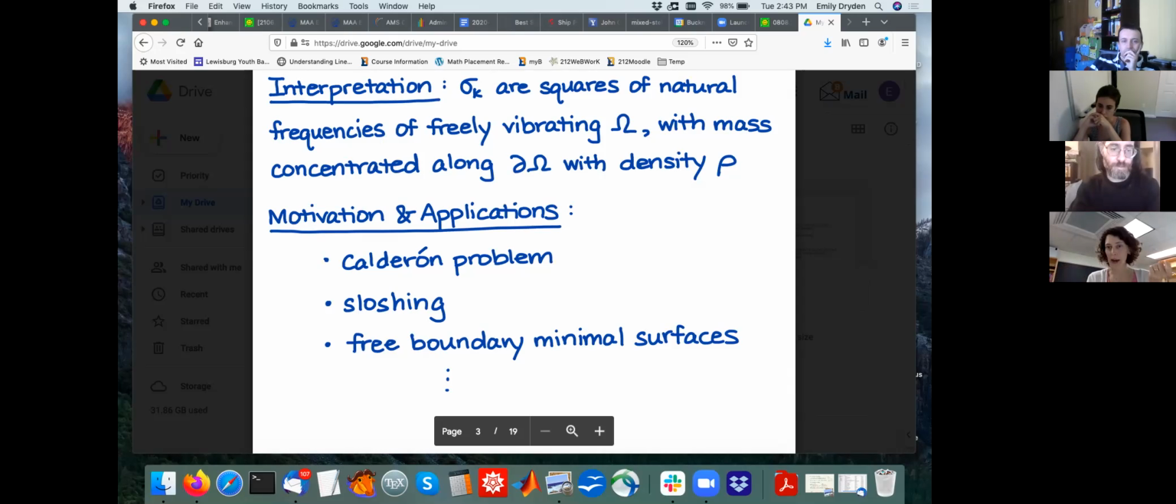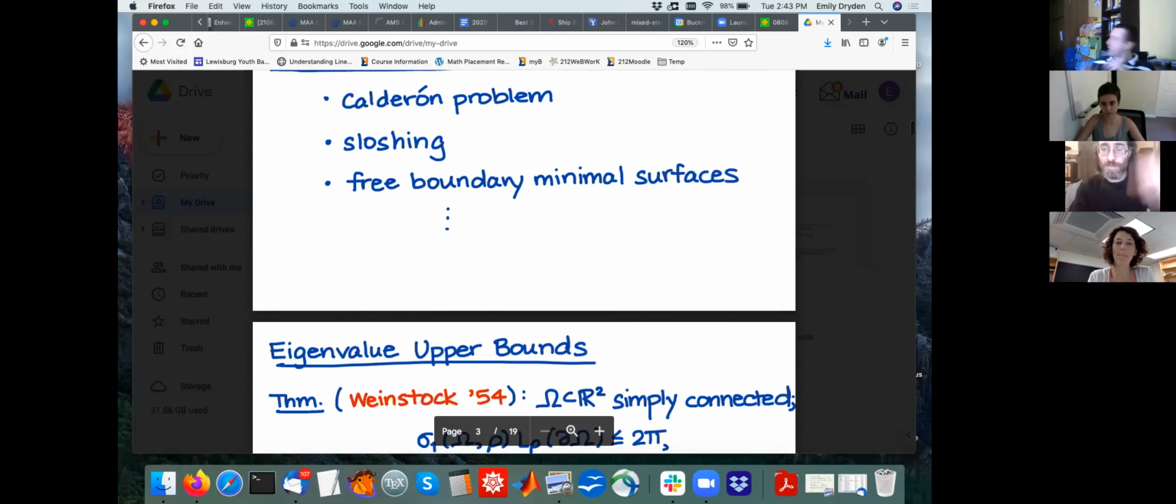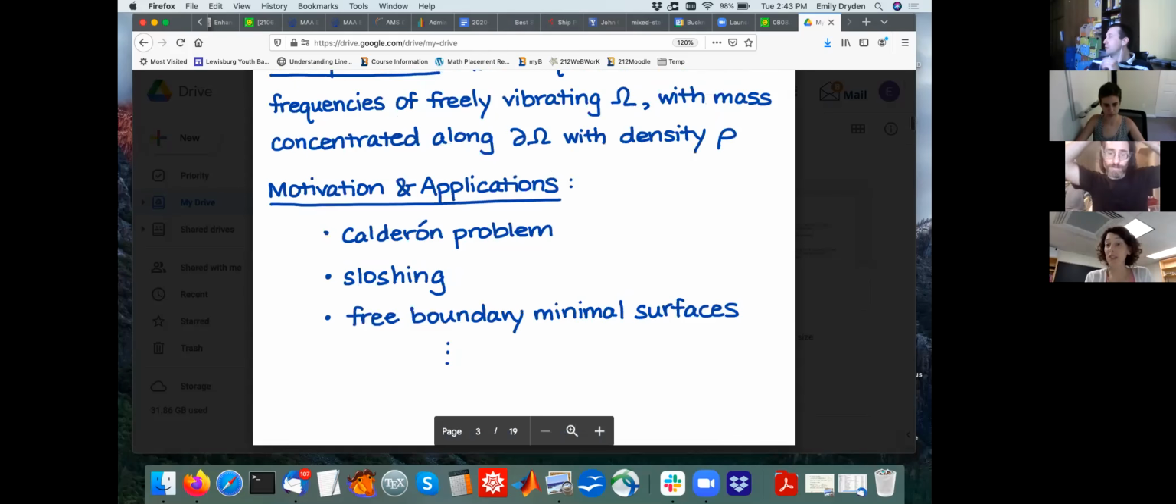So motivation, applications, Yosef mentioned a few. Katya also was talking about the Calderon problem yesterday. We have sloshing as another application. Recently, these have come up in work, for example, of Fraser and Schoen about free boundary minimal surfaces. Okay, so the Steklov eigenvalues have been appearing in various places. But you can have rho vanishing right on a part. Yes, you can't have rho identically 0, but you can have rho vanishing on a part of the boundary. And I'll talk about that specific case in a little while.